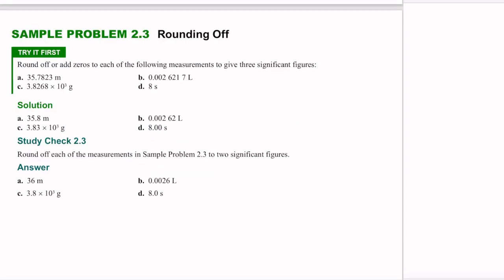Next, we have some rounding examples. Round off or add zeros to each of the following measurements to give 3 significant figures. A, 35.7823. Where are 3 significant figures? The last significant figure would be at the 7, so in the tenths place. So we need to round the 7. We look to the right of the 7 and identify an 8. 8 is 5 or more, and so we're going to round the 7 up to the next digit. So our final answer will be 35.8.